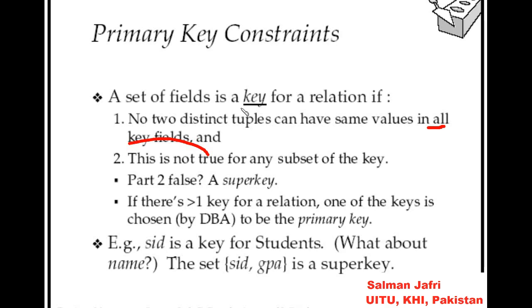So a set of fields is a key for a relation if no two distinct tuples can have the same values in all key fields, right? So key fields would be distinct in all the tuples, in all the rows. Key fields cannot repeat. This is not true for any subset of a key.